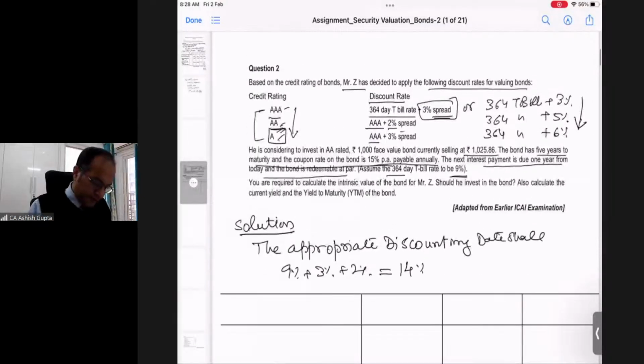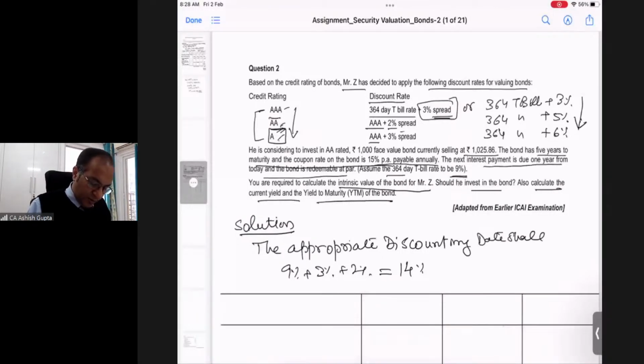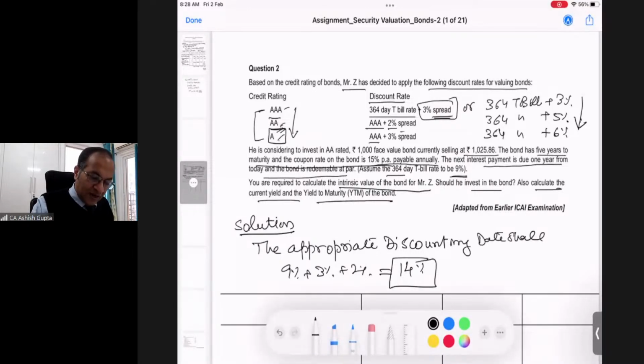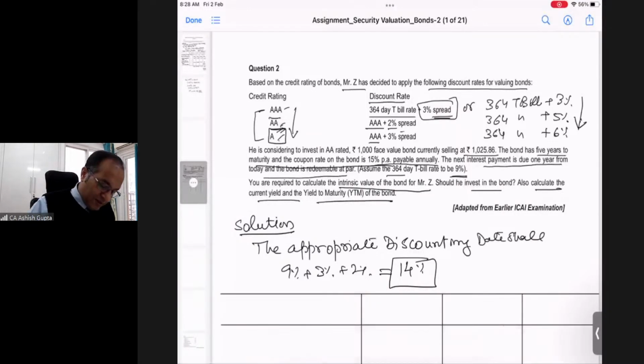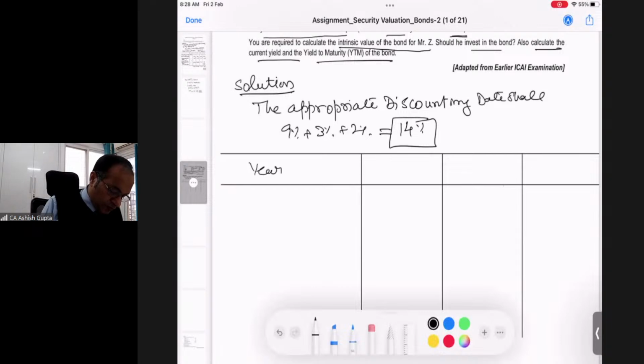Now here it says you are required to calculate the intrinsic value of the bond. Should he invest in the bonds? Also calculate the current yield and yield to maturity of the bonds. Okay, students. So my purpose was to let you know about the appropriate discount rate. Okay, so I'm just writing here. Meanwhile, I'm starting the question. Now you will solve at your end during the break.